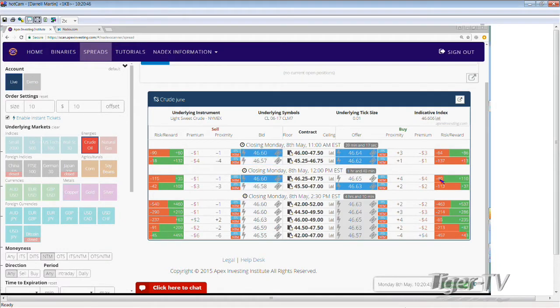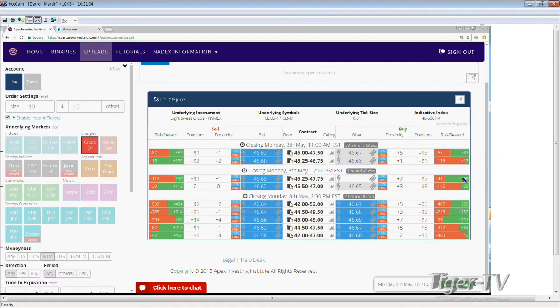And I have a $40 risk for 110 tick upside on oil right now, and oil's just moving up at the moment. That's a fantastic risk reward, better than a binary trade that you're ever going to find, and you're getting a tick for tick move.